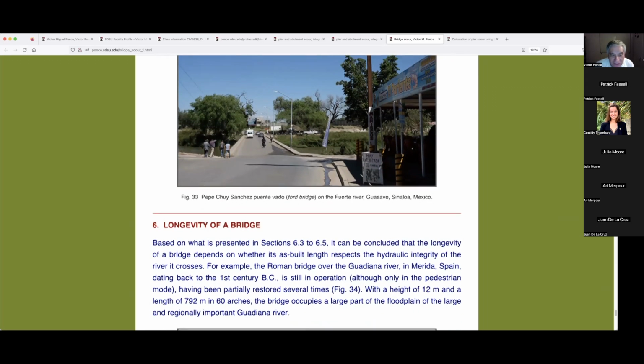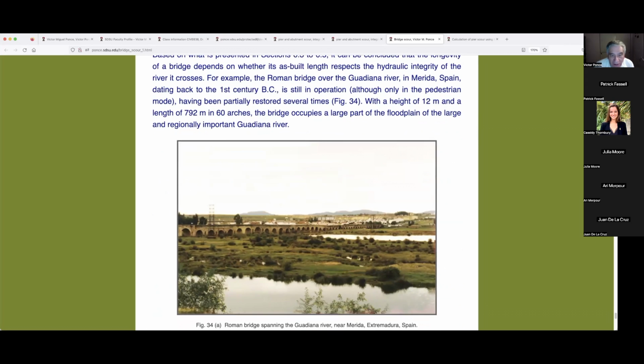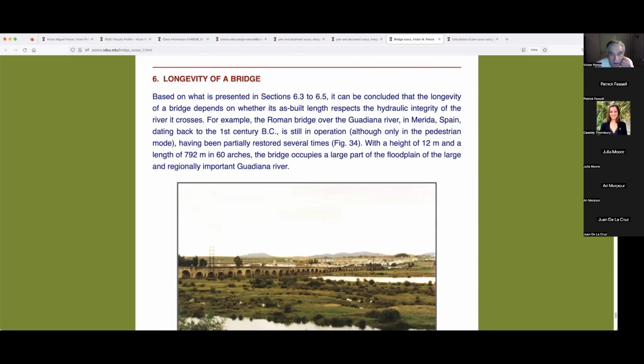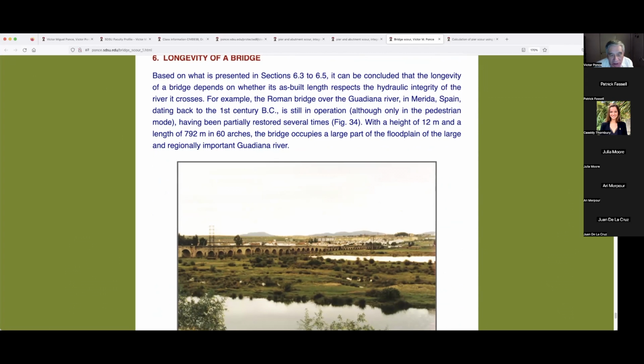So that was interesting. And finally, longevity of a bridge. It can be concluded that the longevity of a bridge depends on whether its build strength respects the hydraulic integrity of the river. For instance, we have the Roman bridge over the Guadiana River in Merida, Spain, which was built 2,000 years ago by the Romans. Currently, it's not operated as a road bridge. It's operated as a pedestrian bridge. You can cycle out there, or motorcycle, or whatever. But this bridge was built by the Romans 2,000 years ago, and it's still there.